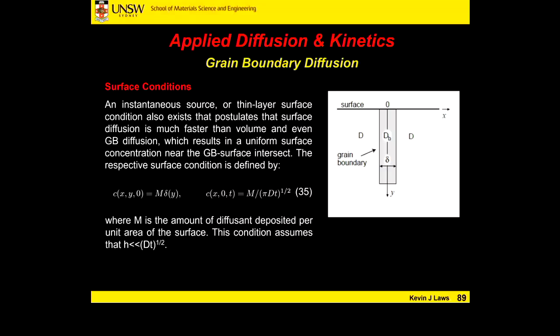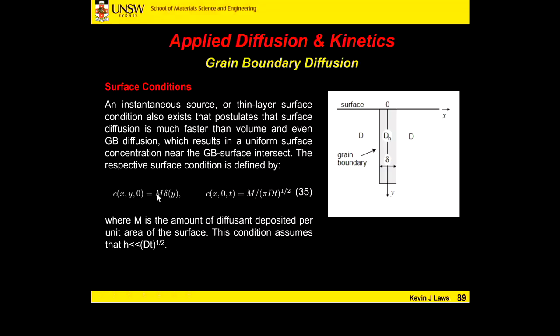In our other condition, we have what's called an instantaneous source, or a thin layer surface condition. It postulates that the surface diffusion is much faster than the volume and even grain boundary diffusion, which results in a uniform surface concentration near the grain boundary surface intersect. So again, assuming this uniform concentration, the respective surface condition is then defined by this type of equation here.